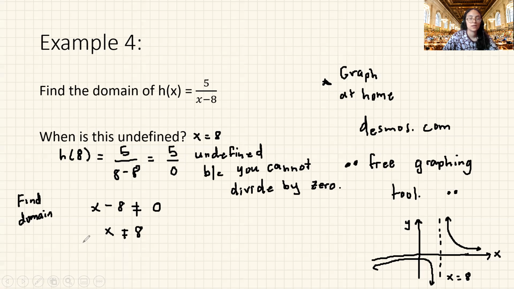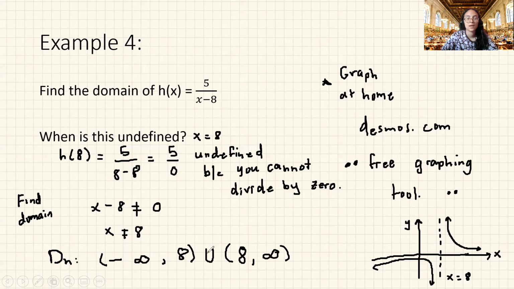Okay, so this is our domain, and we write it as negative infinity to 8, not included. We have to write the parentheses, not the bracket, because we cannot include this in our domain. Union, it goes from 8 to positive infinity. When you graph this at home, you're going to see that our graph is split into two, with this imaginary separation, our vertical asymptote of x is equal to 8, separating both of these graphs.